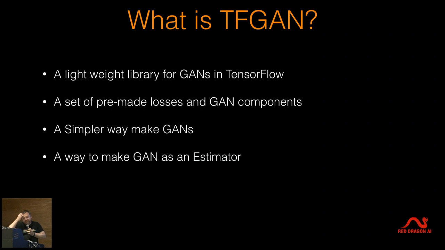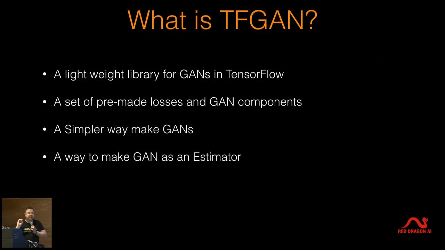So what is TFGAN? TFGAN is a lightweight library for GANs in TensorFlow. It has sets of pre-made losses and GAN components. All the things that were a pain to do with GANs, you can just take off the shelf, built for you, and put into a model. It's a much simpler way to make a GAN.